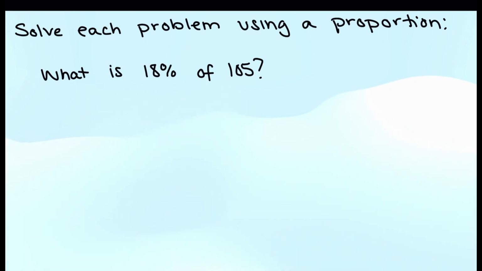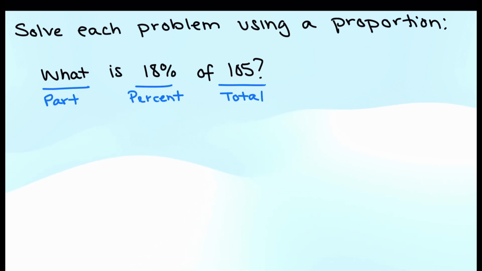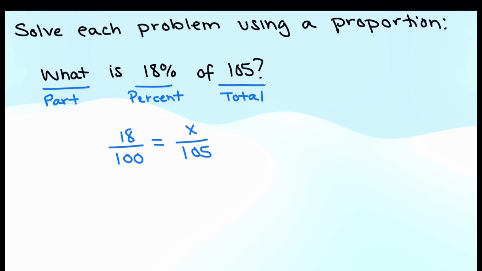So in this problem, they're giving us the total. The total is 105, and we're trying to figure out a part of that total. Specifically, what is 18% of that total? Notice that the total is after the word of. So we're trying to find the part. They're giving us the percent and the total. So as a proportion, percent 18 goes over 100. We don't know the part, that's my x, over 105, which is my total. I can solve this by cross-multiplying.